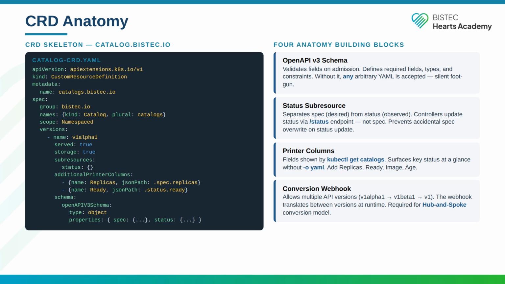The conversion webhook becomes necessary when you evolve the CRD schema from version v1alpha1 to version v1beta1. The webhook converts between versions at admission and retrieval. Retrofitting a conversion webhook after the fact is significantly more painful than planning for it from the start.